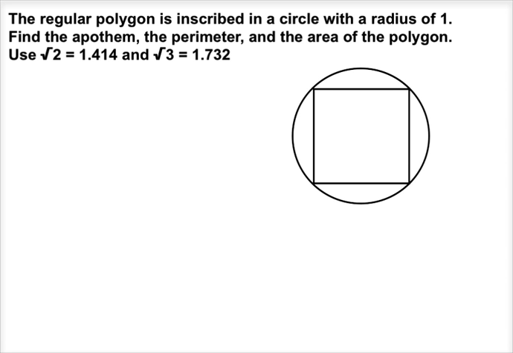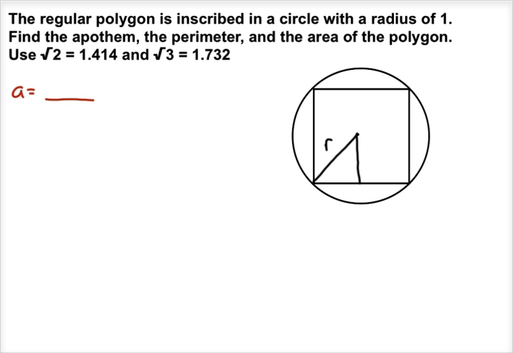The regular polygon is inscribed in a circle with a radius of 1. Find the apothem, the perimeter, and the area of the polygon. Use square root of 2 equals 1.414, and the square root of 3 equals 1.732. So, looking for the things we need to find. They tell me the radius is 1. I'm going to draw that in right away. Radius is 1. And they want me to find the apothem.